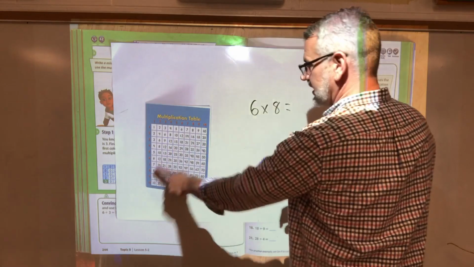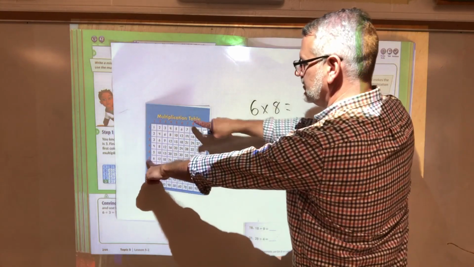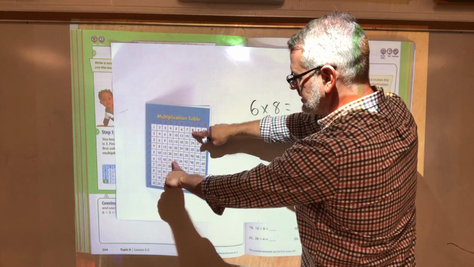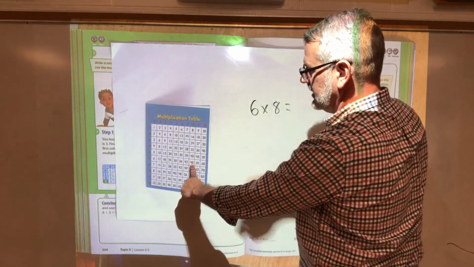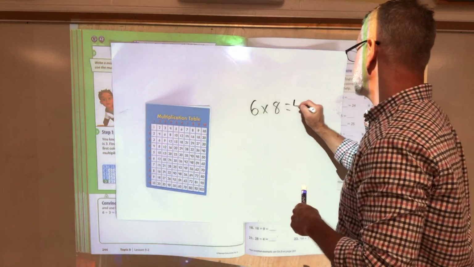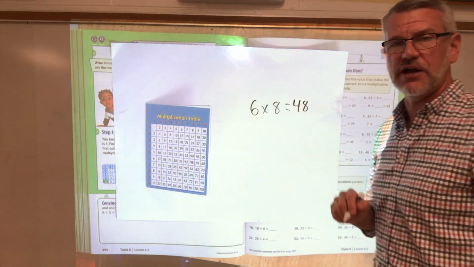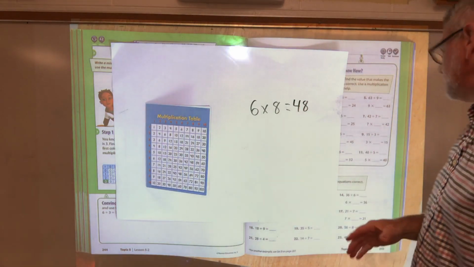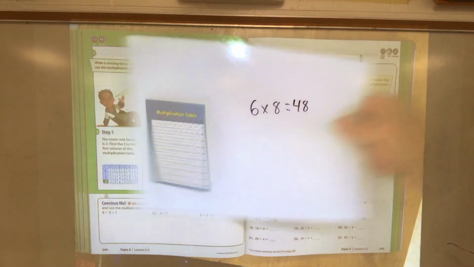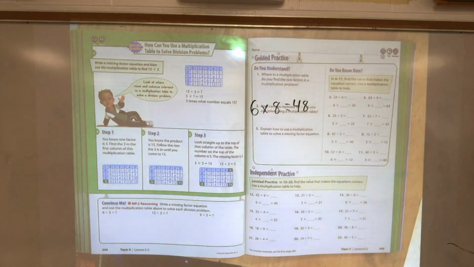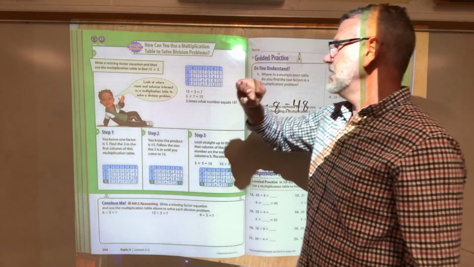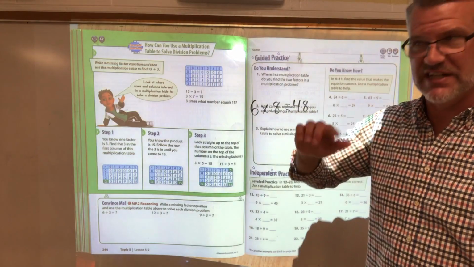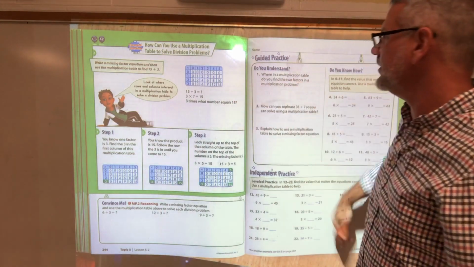Go to the first factor, the next factor. You go across and you go down until they hit. And they hit at 48. You sank my battleship. Okay, so today we're going to look at how to use this multiplication table and get some answers. And we can also use it for division, and that's kind of cool too. Let's get that out of the way.